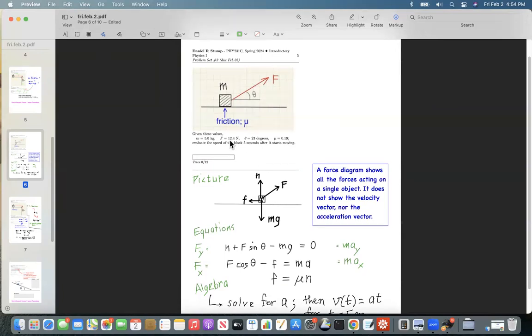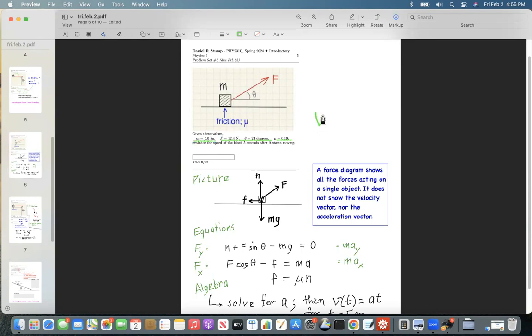Its magnitude is given, 12.4 newtons. Its direction is given, 23 degrees. So that's the force vector defined here. There's friction, so we have to know the coefficient of friction. That's given here. And we know the mass of the block, 5 kilograms. And you want to calculate the speed 5 seconds after it starts moving.